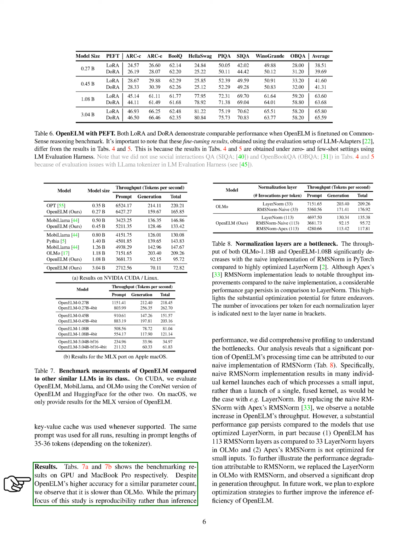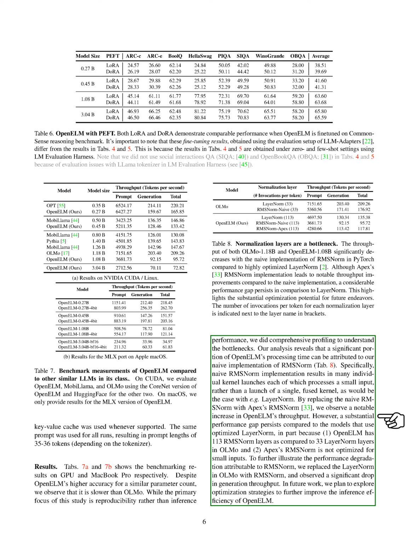While our main focus is on reproducibility rather than inference performance, we conducted a detailed analysis to identify the bottlenecks. Our investigation reveals that a significant amount of time spent by OpenELM is due to our basic implementation of RMSNorm. This implementation leads to multiple individual kernel launches, each processing a small input, instead of a single fused kernel launch as seen in LayerNorm. By replacing the basic RMSNorm with Apex's RMSNorm, we notice a notable improvement in OpenELM's throughput.